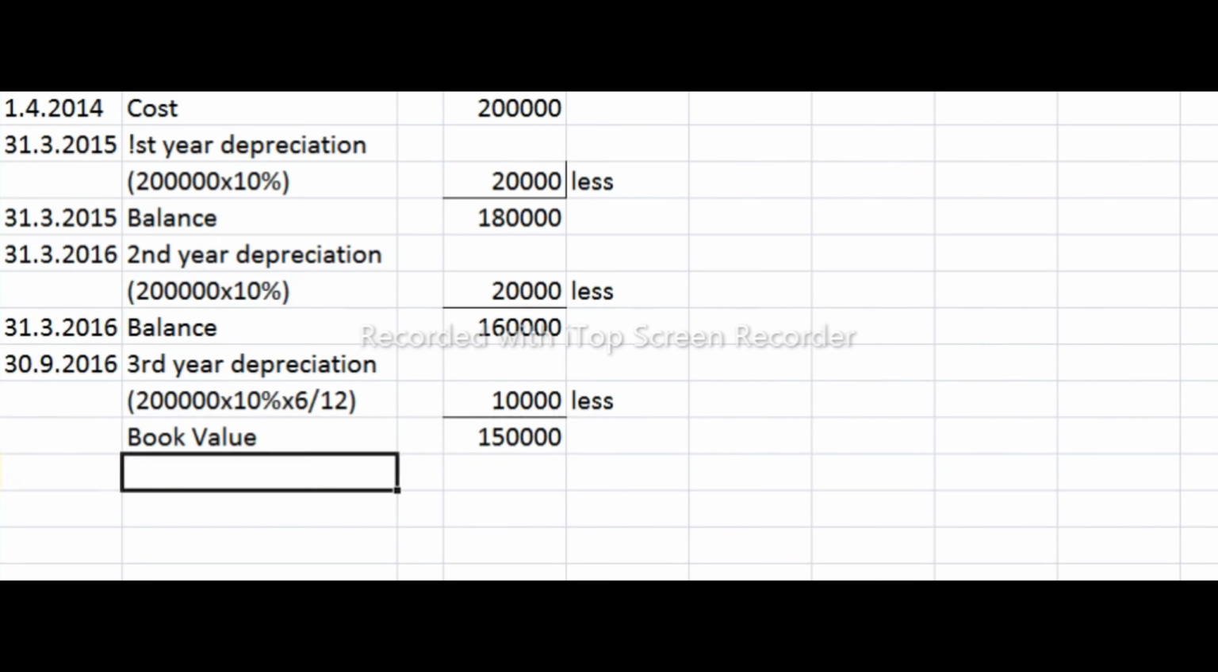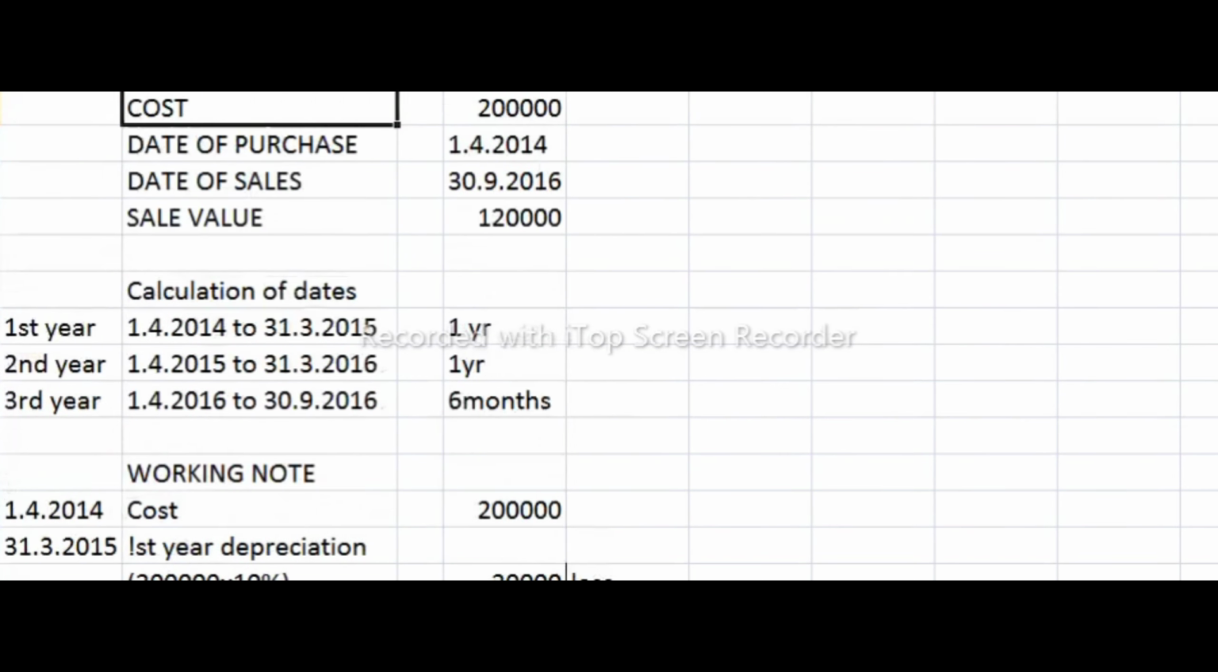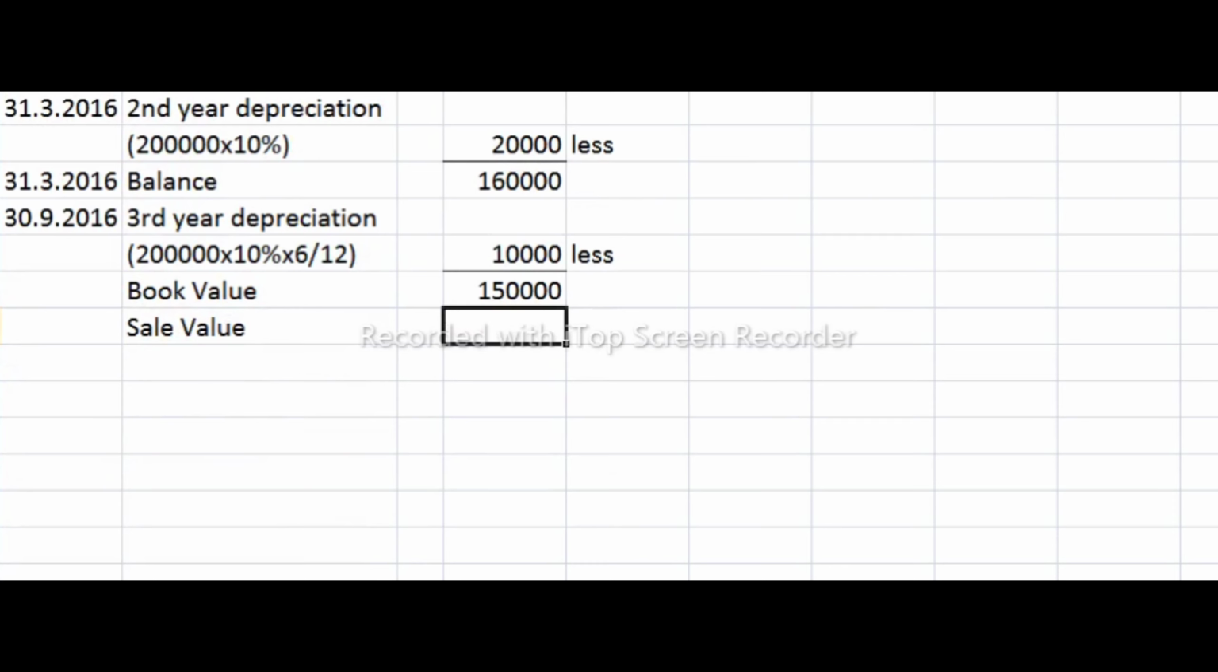Next, we gotta calculate the profit or loss on sale of machinery. So for that, from the book value, we must compare the sale value. So first, let's write down the sale value of this machinery. So the sale value for this machinery is 1,20,000. But if you compare the book value, the cost of the machinery or the worth of the machinery which we have in hand is 1,50,000. So when we sell it for a lesser rate, then obviously it is going to be a loss on sale of machinery. So loss is when you subtract 1,20,000 from 1,50,000. 30,000 is the exact amount of loss suffered by selling this machinery.